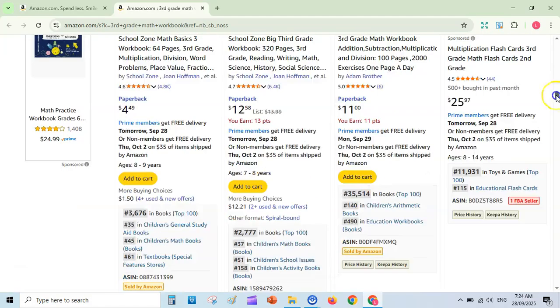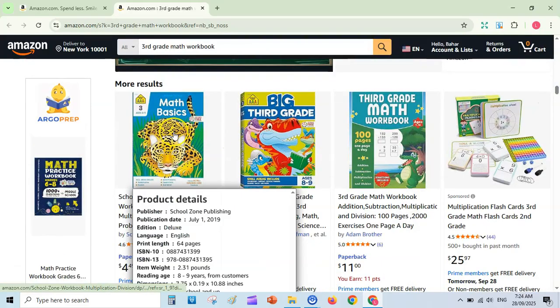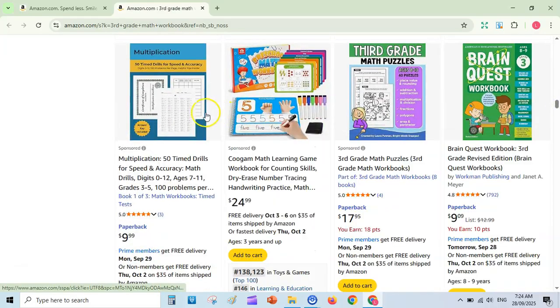This book is selling. There are books selling very well. This is selling. This is selling as well. This is selling. Most are from big brands. You need to keep that in mind. There are a lot of ads here.